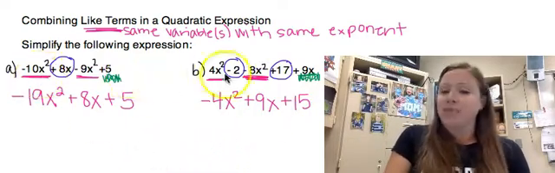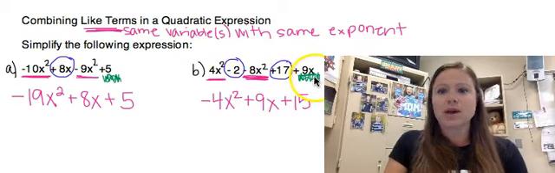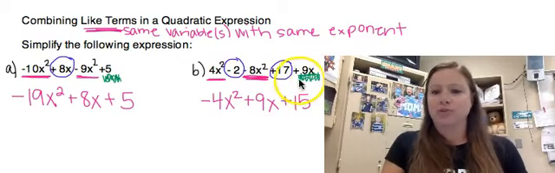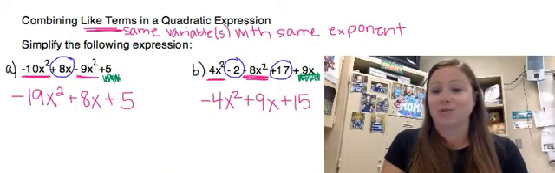So identify your like terms first, then combine them. When you write your final answer, do it from highest exponent to lowest exponent, and then you'll do a great job.